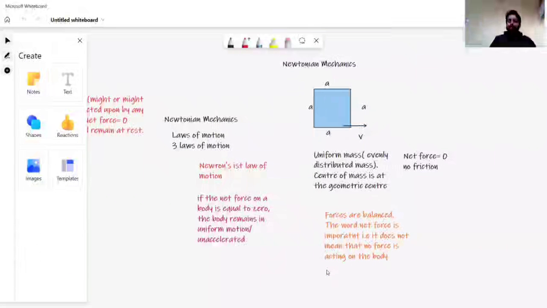So I will start where I left. We started with Newton's first law of motion, and I tried to give you an analytical understanding of the concept. Basically, what is meant by the net force, and what exactly Newton's first law wants to interpret to you, in an analytical sense.